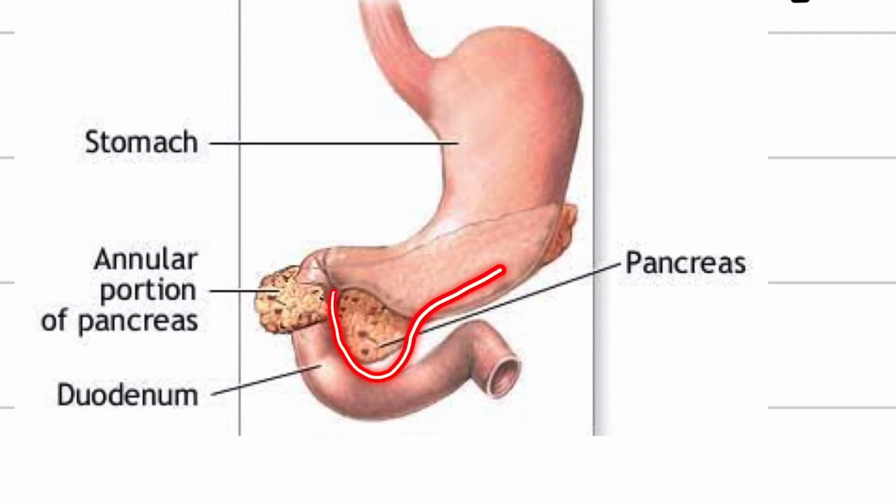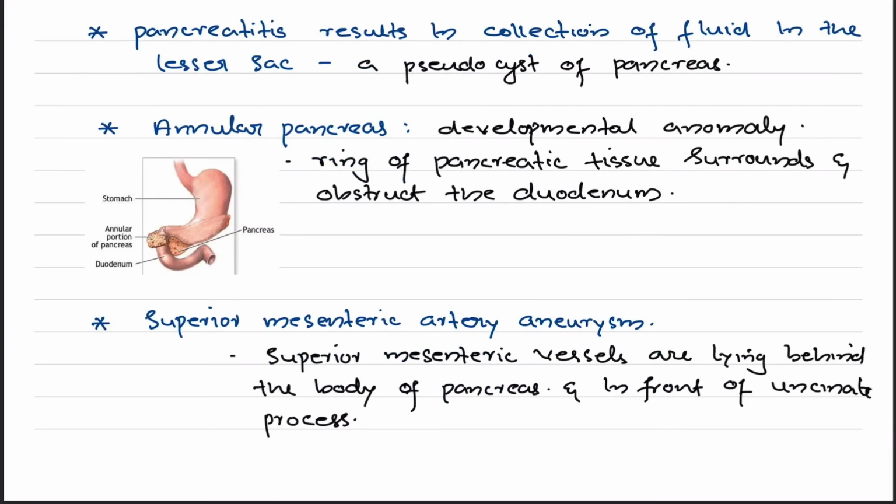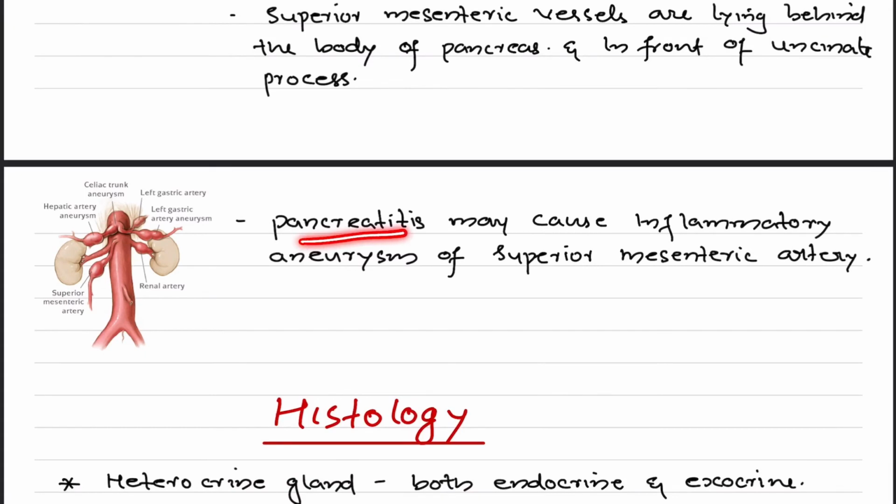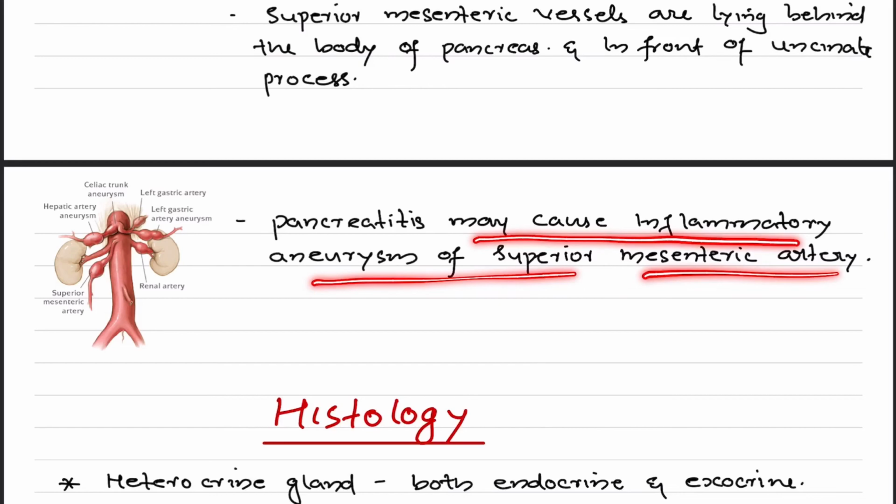Normally, this is how your pancreas is. But due to some developmental error, pancreatic tissue is all over here, surrounding the duodenum. So what happens? Duodenum gets obstructed here. Okay. So next, superior mesenteric artery aneurysm. So the superior mesenteric vessels are lying behind the body of pancreas and in front of the uncinate process. So pancreatitis, any infection to the pancreas, may cause inflammatory aneurysm of the superior mesenteric artery.